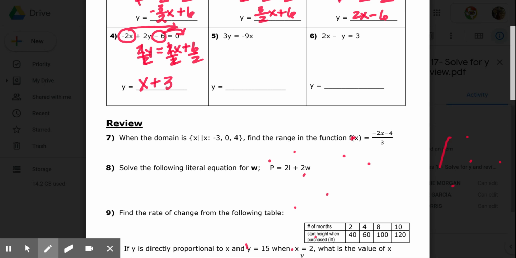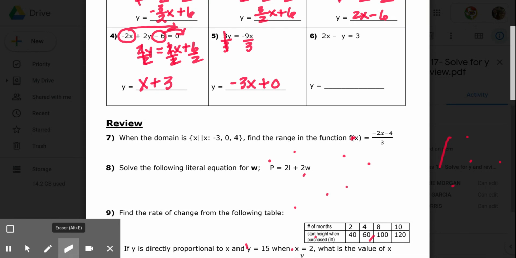Number 5. Well, our x term is already on the right side. So all we have left to do is divide by 3. So y equals negative 9 divided by 3 is negative 3x. So our slope is negative 3. Now, we'll get into this a little bit later, but if you don't have a y-intercept, it's understood to be 0. But again, if we are writing an equation, I want you to write the equation in simplest terms, so we wouldn't put 0 there.